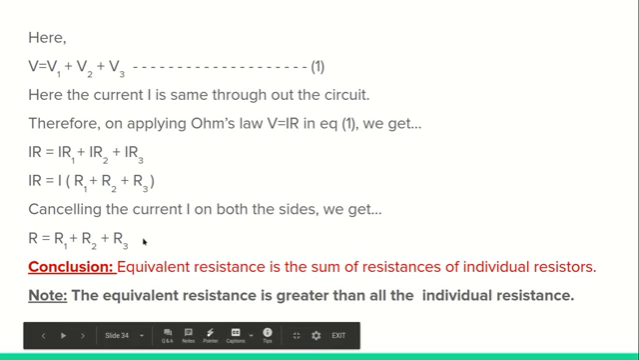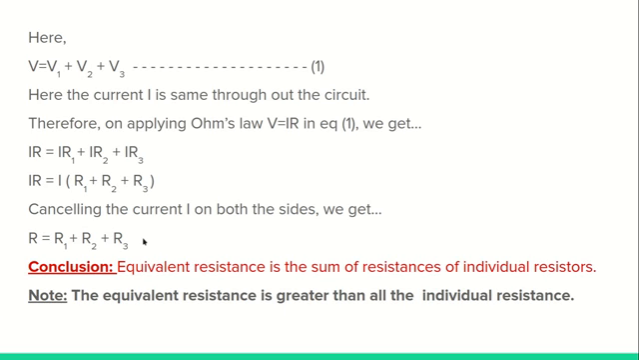In this, you can also find that the equivalent resistance R is greater than all the individual resistances, that is R1, R2 and R3. Now this is the situation in a system of resistors connected in series. Let us see the other situation when these resistors are connected in parallel.